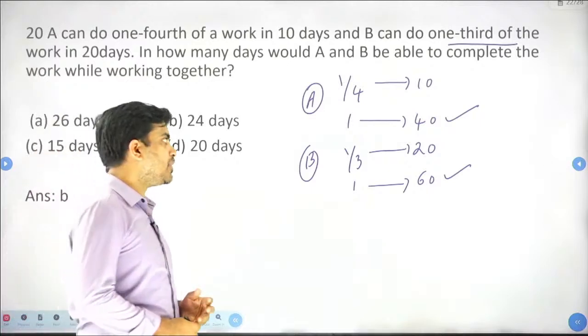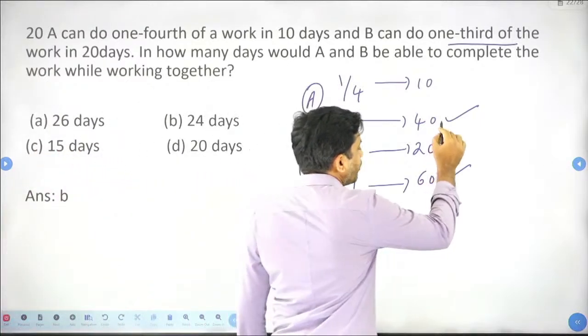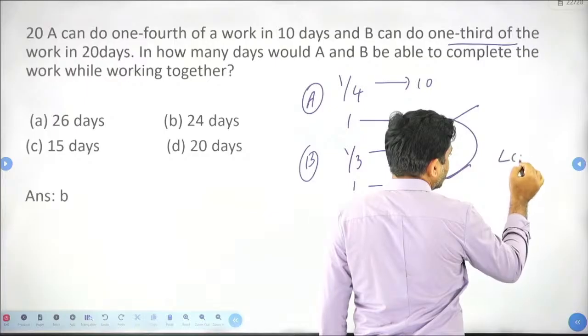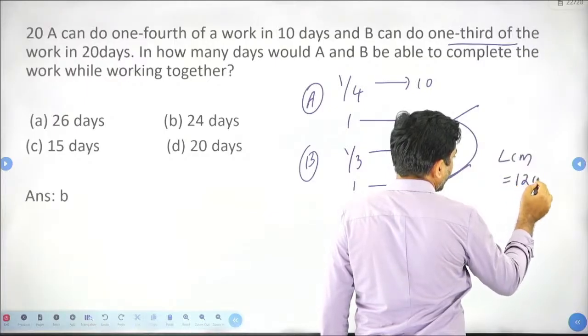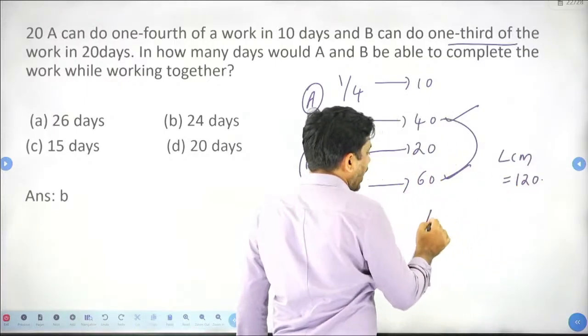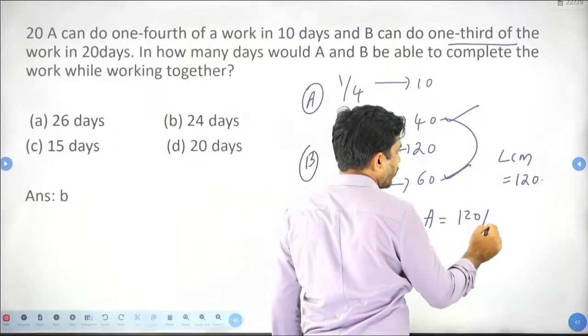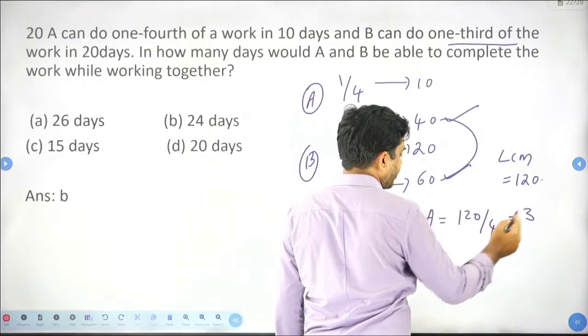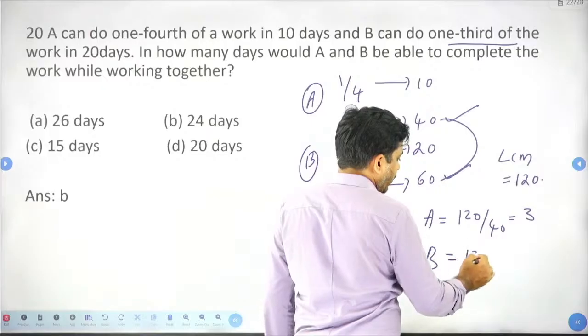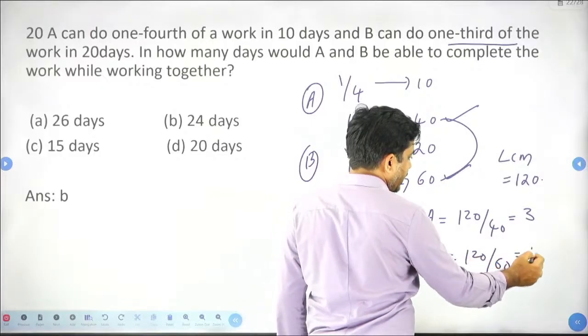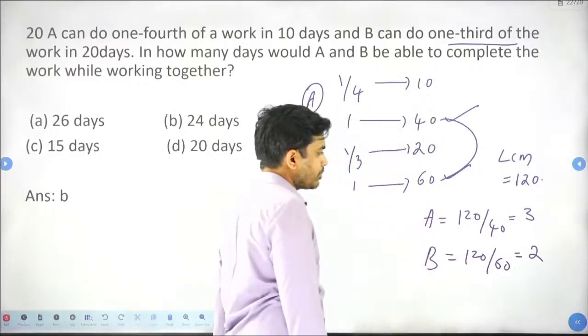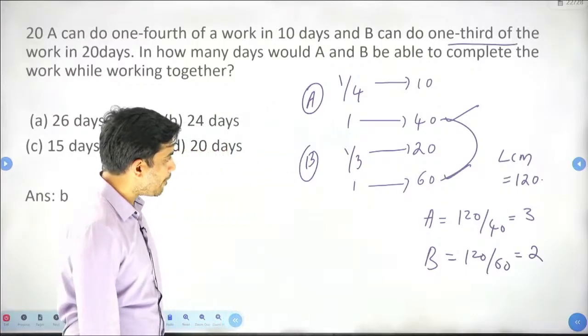Go with LCM method. What is LCM of this 40 and 60? LCM is equal to 120. So A can do 120 by 40 means 3 units in a day. B can do 120 by 60 means 2 units in a day. Okay, now?